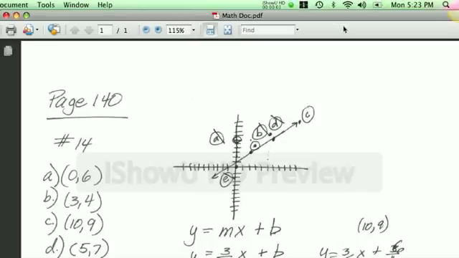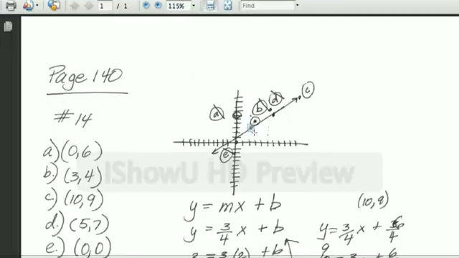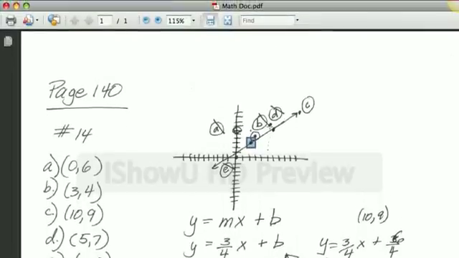Hello and welcome to our discussion of problem 14 on page 140. We've graphed a straight line through the 2 points given here. That was the first point.